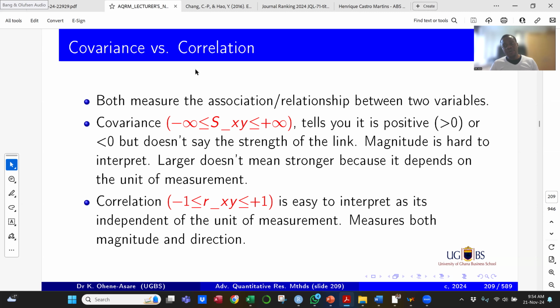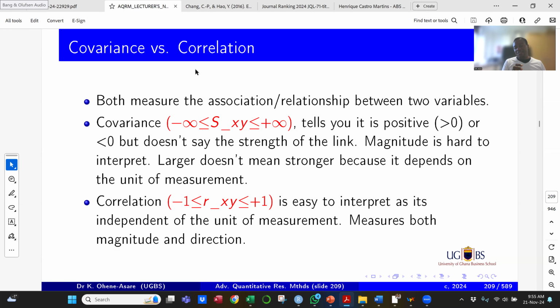Why? Because the unit of measurement matters a lot. Covariance depends on the unit of measurement, but correlation does not depend on the unit of measurement. So one can be in kilograms, the other can be in dollars, and correlation will still tell you the relationship. The positive correlation is between 0 and 1. And anytime something is between 0 and 1, it is a percentage.